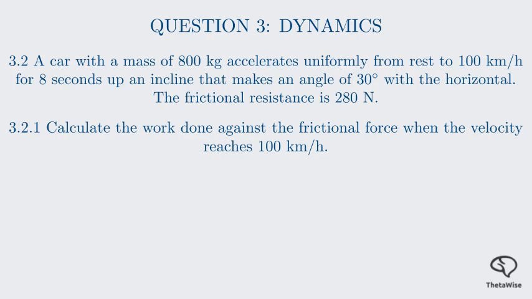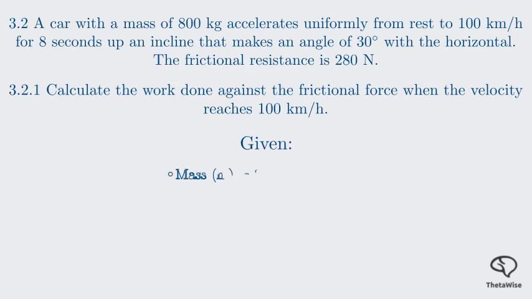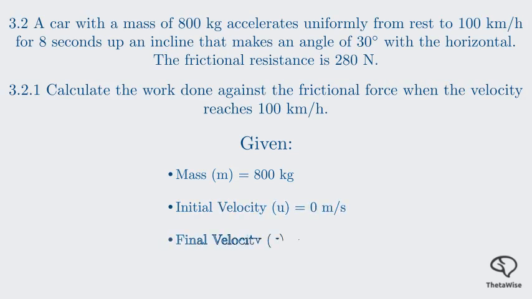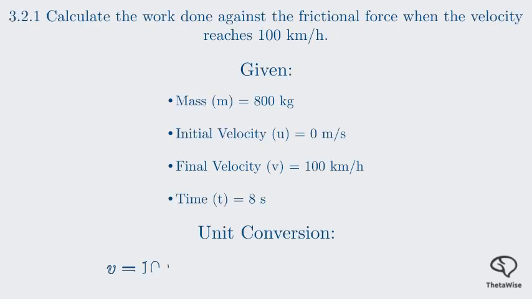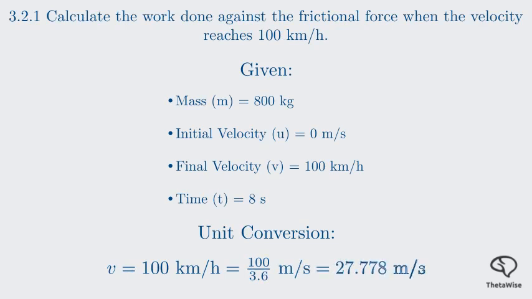The car accelerates uniformly from rest, so we can use a kinematic equation. First, we list our variables. The mass m is 800 kilograms. The car starts from rest, so its initial velocity, u, is 0. Its final velocity, v, is 100 km/h, which we will convert, and it accelerates for a time t of 8 seconds. Let's do that conversion for the final velocity. 100 km/h divided by 3.6 gives us 27.778 meters per second.